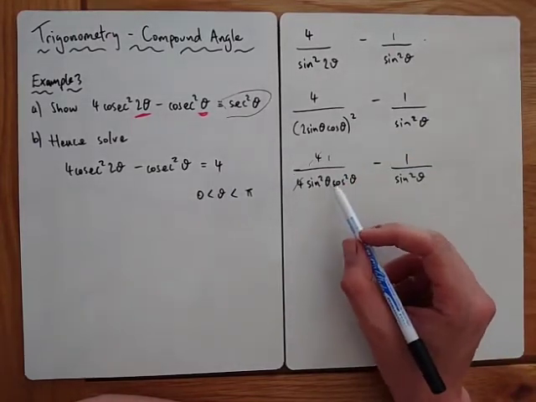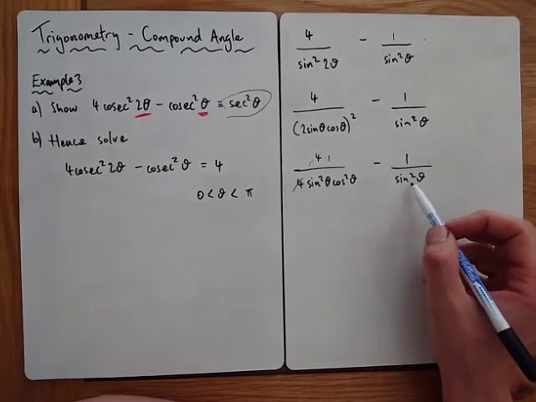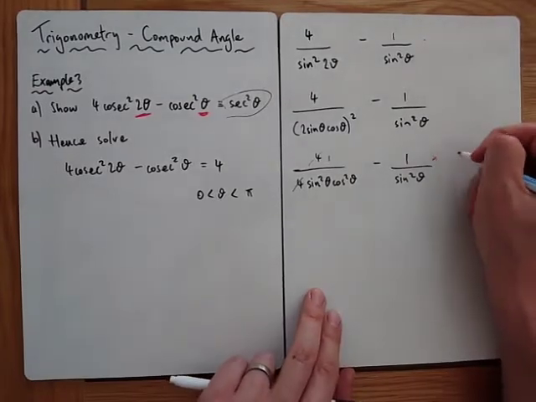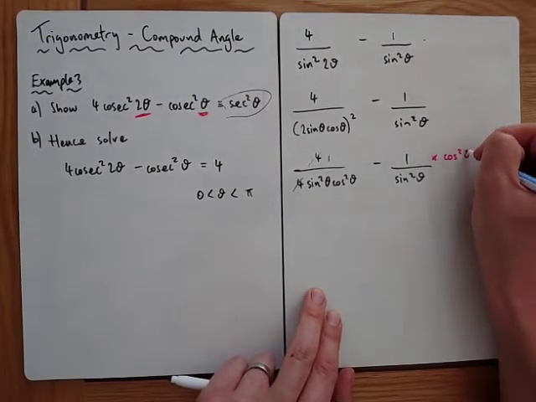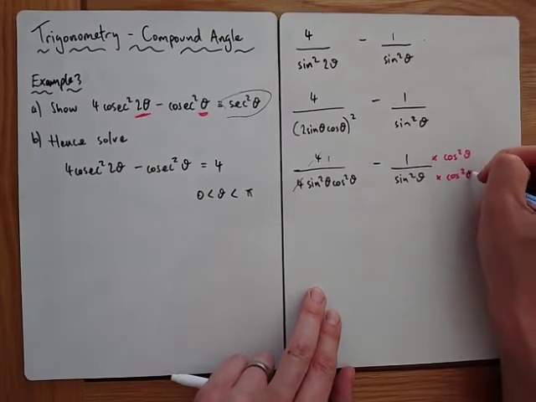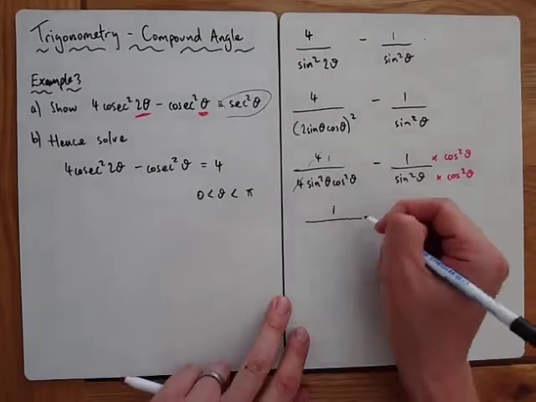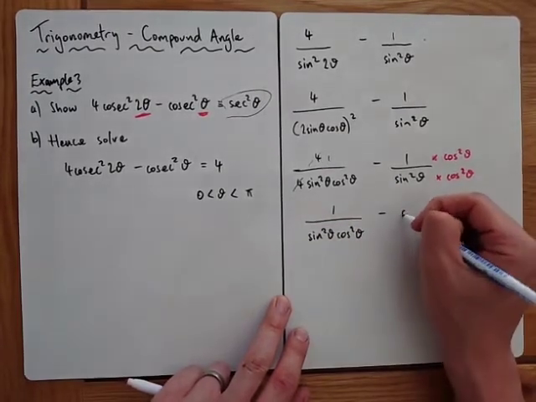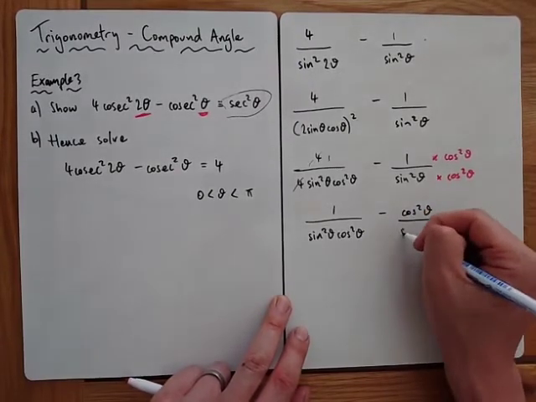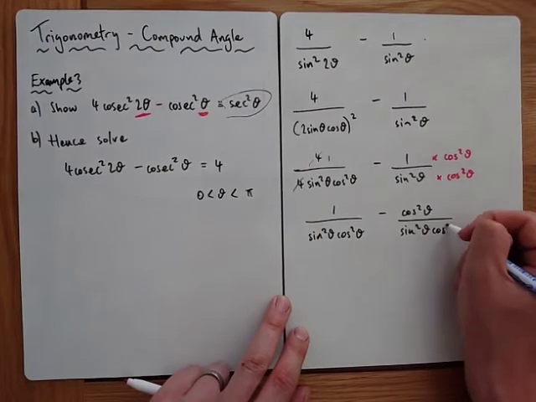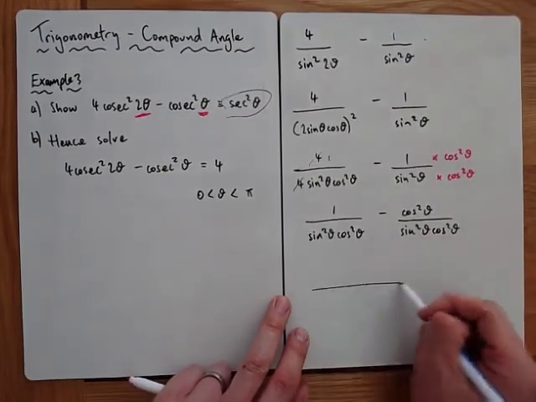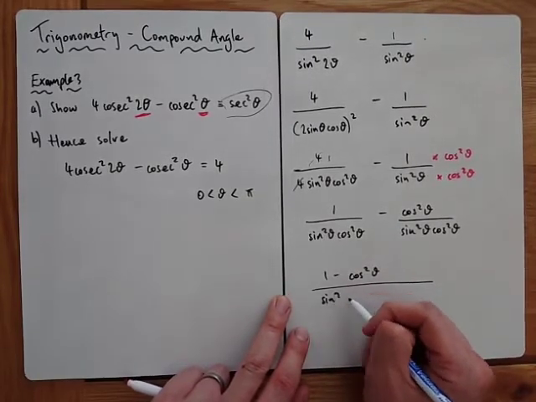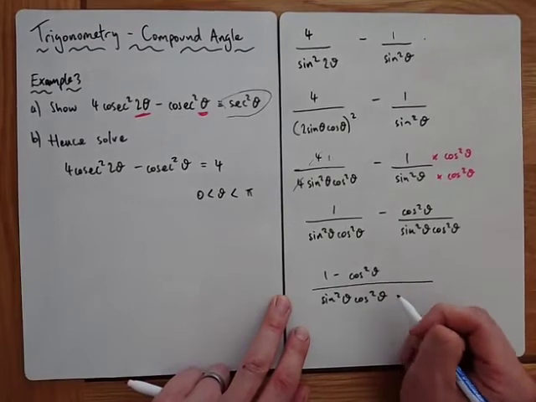And now we just need the common denominator. So this denominator's got sine squared and cos squared. This denominator's got sine squared. So we'll multiply this one by cos squared on the top and by cos squared on the bottom. And that'll give us a common denominator. Now we can combine the fractions. 1 minus cos squared over sine squared cos squared.